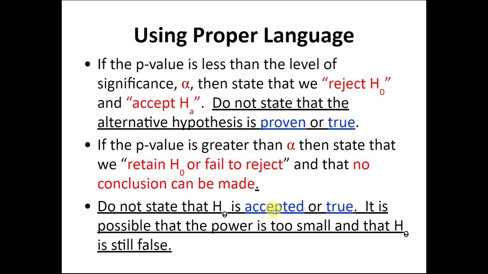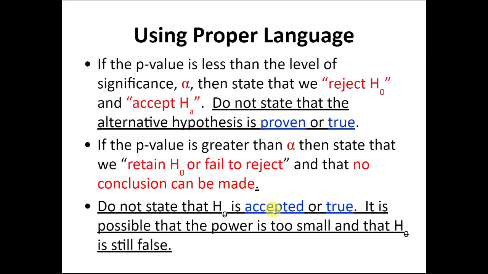If the p-value is greater than the alpha, then you should state that you retain the null or you fail to reject the null. You're simply stating that there is not enough evidence for the conclusion to be made that the null should be rejected. Finally, never state that the null hypothesis is accepted or true. It's possible that the power is too small and the H0 is still false.